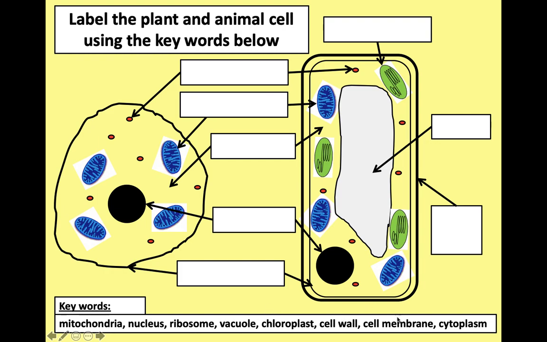So each of these needs to be labelled on the diagram. Can you remember the three that are only found in this type of cell? And can you remember the others that are found in both types of cell?